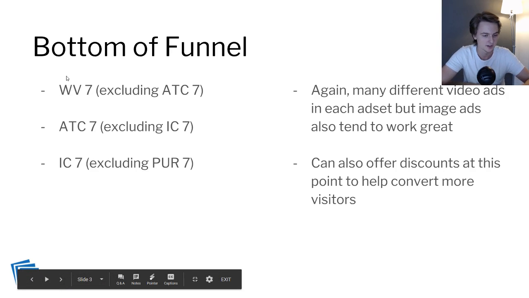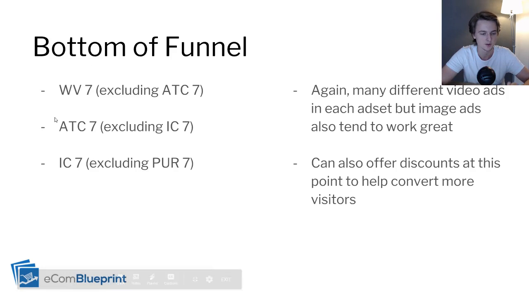So once again, I like targeting in the last 7 days for all of these. And so I'll do website visitors in the last 7 days, add to cart in the last 7 days, and then initiate checkout in the last 7 days. Now, to avoid overlap, once again, you need to exclude the level down, right? Because anyone who's added to cart in the last 7 days has also visited the website in the last 7 days. And vice versa, right?